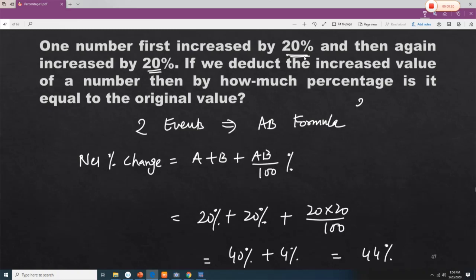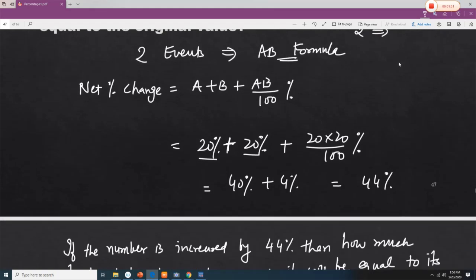So two events are happening one after the other, so we have to use the AB formula. The AB formula: net percentage change is A plus B plus A into B divided by 100, in percentage. So first it is increased by 20%, and we use the plus sign because it is increased, and 20 into 20 divided by 100 is 4%. So 40% plus 4% is 44%.